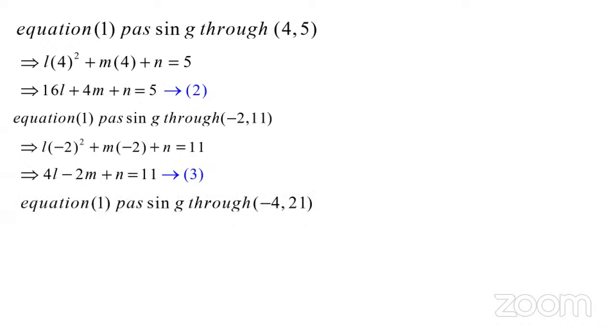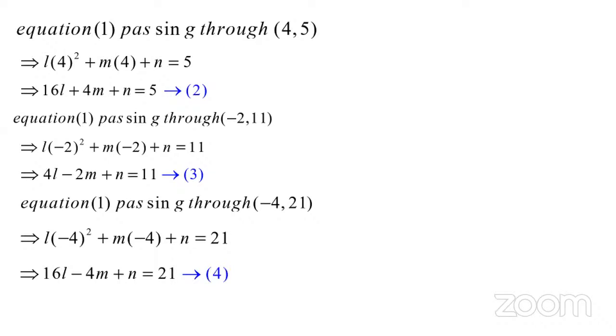Equation number 1 passes through (-4, 21). Then L of (-4) square plus M of (-4) plus N equals 21. Then you will get 16L minus 4M plus N equals 21. This is equation number 4. So we get these 3 equations for a parabola passing through the given 3 points and parallel to the y-axis. From equations 2, 3, 4 we can get the values of L, M, N.